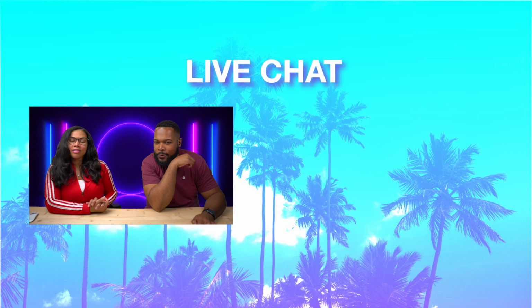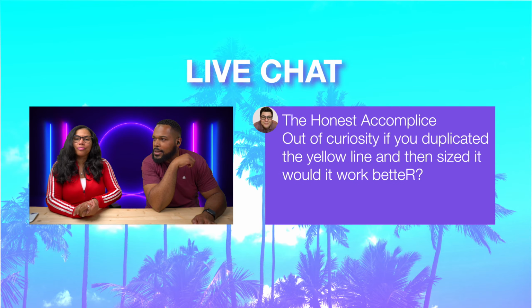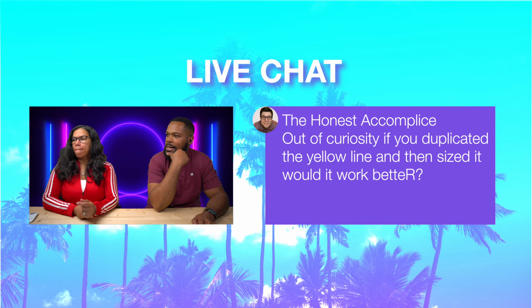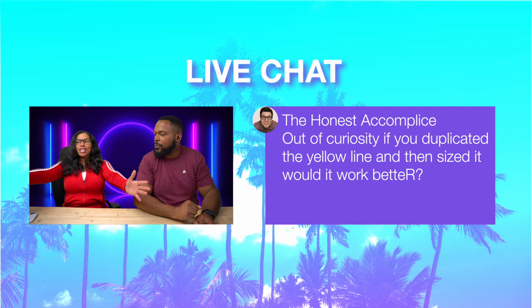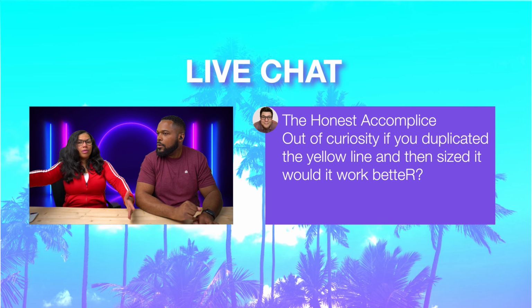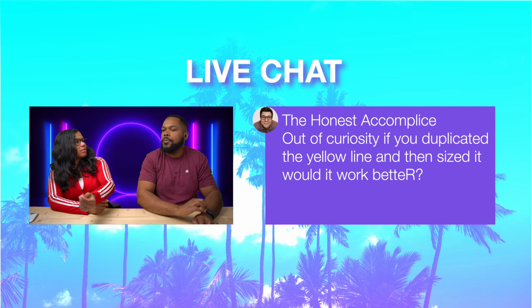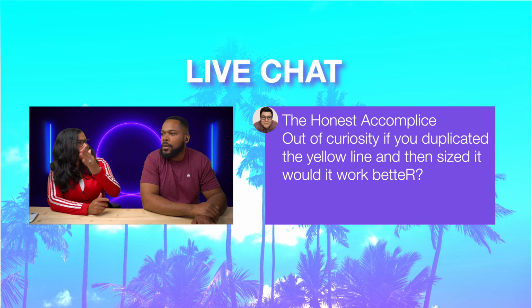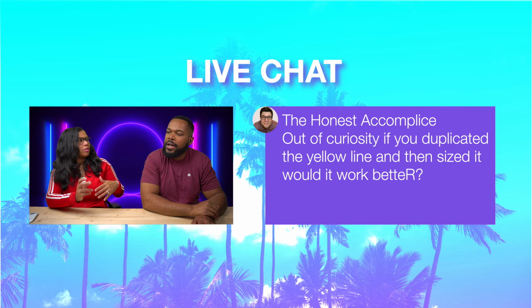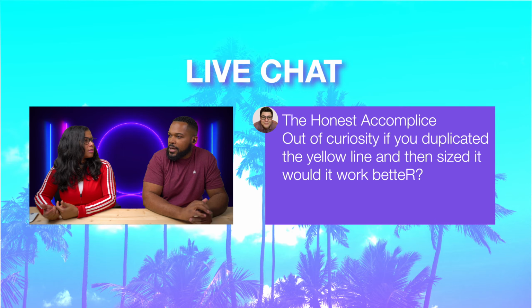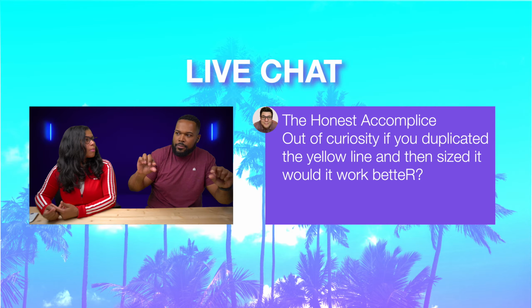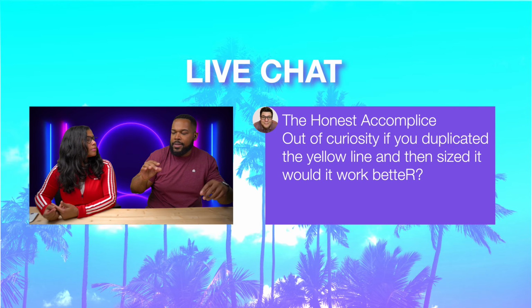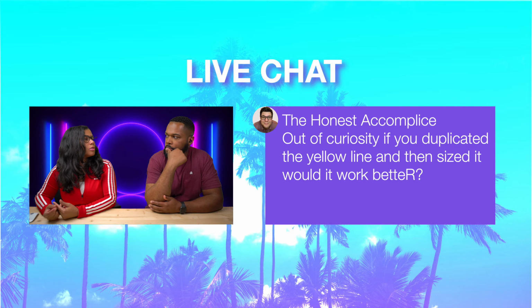I think we had a question from Dan earlier. Out of curiosity, if you duplicated the yellow line and then sized it on the other overlay, would it work better? Yeah. But we're done with that overlay, because we decided to just use a circle, because the background was not right. But just to answer Dan's question, it's best to just have it at default. Don't rotate it, then resize it, and then rotate it back.